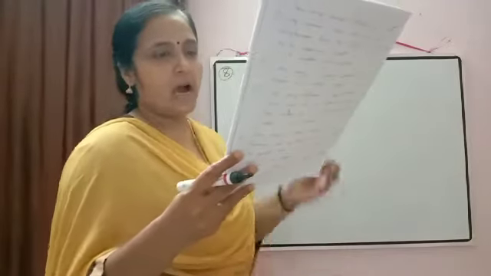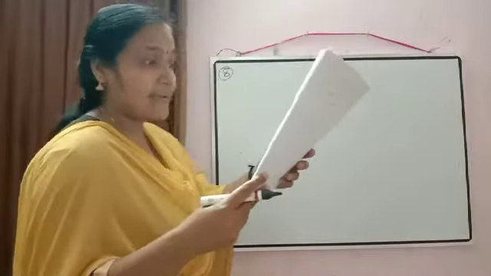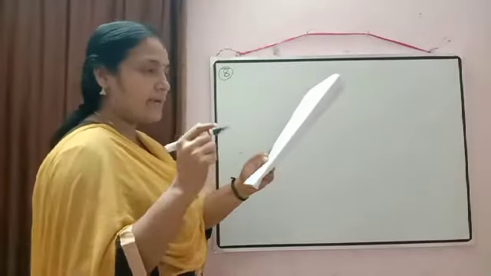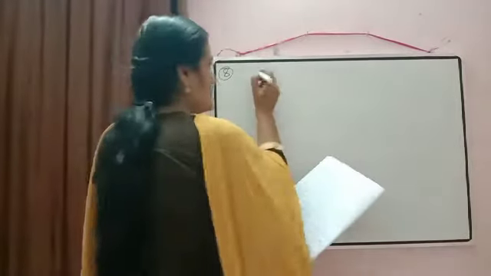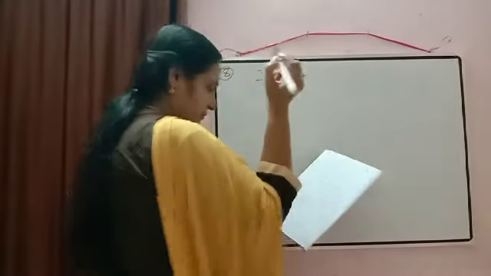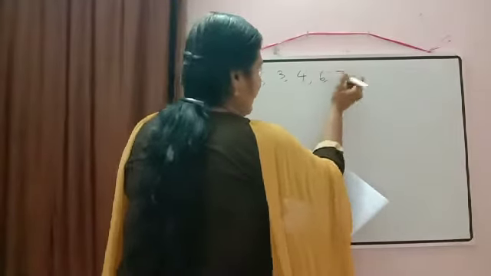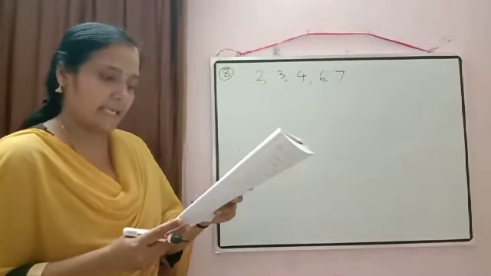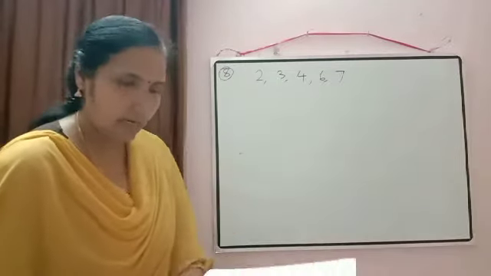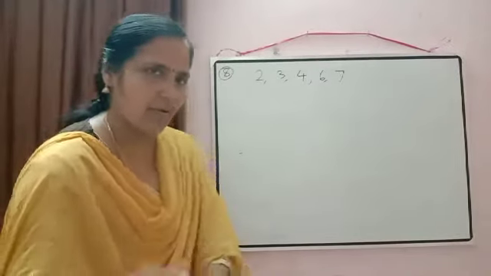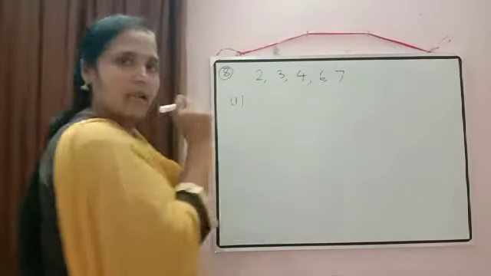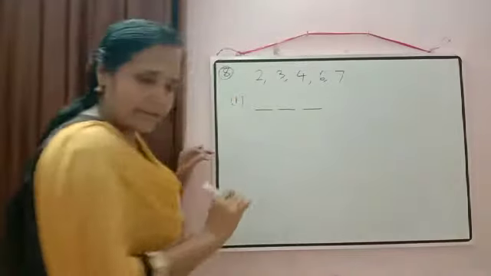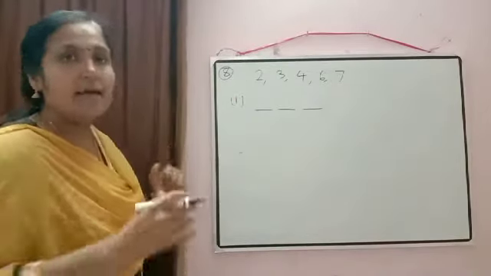Next question is, how many 3-digit numbers more than 600 can be formed using the digits 2, 3, 4, 6, 7? So we need a 3-digit number more than 600. Again, first case repetition allowed, then repetition not allowed. So we are doing the first case, repetition allowed. We want a 3-digit number, but one condition is there: that number should be greater than 600.